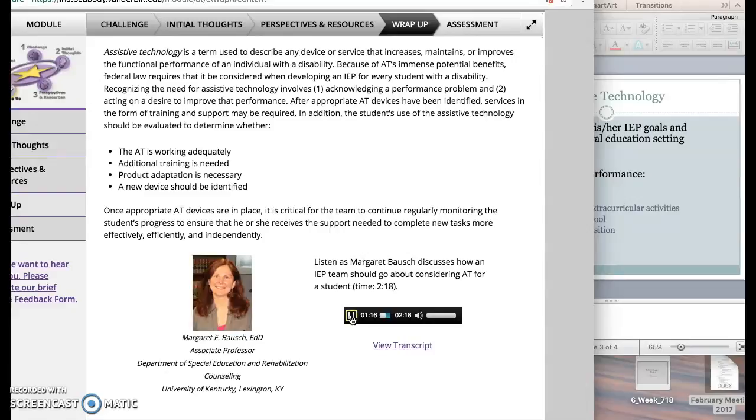So let's say we have the device. It's in place, and it's meeting the student's needs. But that device is not going to meet that student's needs 5 years from now, 10 years from now. So that needs to be reconsidered at every meeting, at the annual meeting, or any time in between, because the data are going to show you that yes, it's working or no, it's not working.